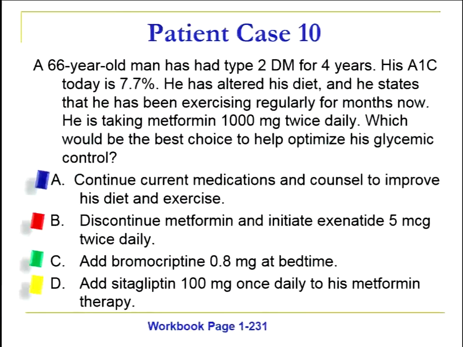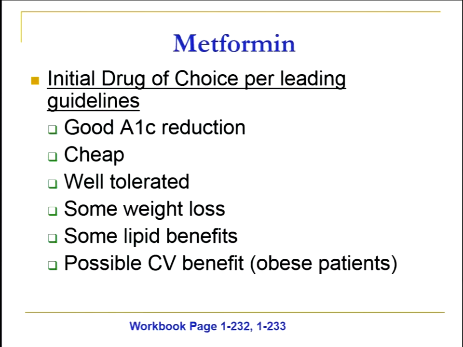Patient case 10. We're going to come back to the answers here. 4 years history of type 2 diabetes, male who's 66 years of age, A1C is only 7.7, not bad. He's altered his diet and is exercising regularly now, maxed out on his metformin. What is the best option for this patient? Is it A, continue his current medication and improve his diet and exercise? Is it to discontinue metformin and initiate exenatide? Is it to add bromocriptine, or is it to add sitagliptin? We'll come back to that. A little bit of yellow, good.